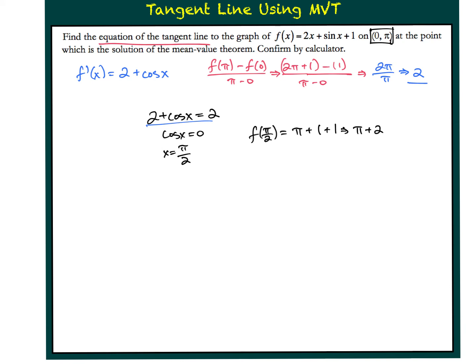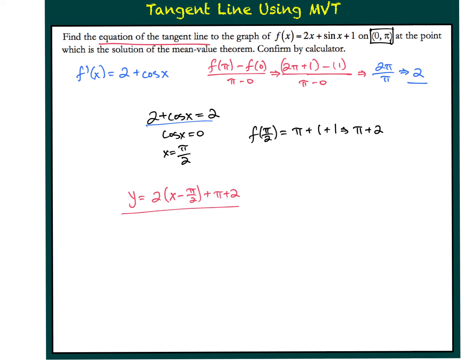So what's my equation of my tangent line? y equals, what's my slope? 2 times x minus, what is the x value? Pi over 2. And then plus, what is the y value? Pi plus 2. And so there is my equation of my tangent line.